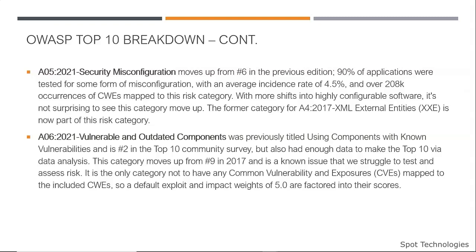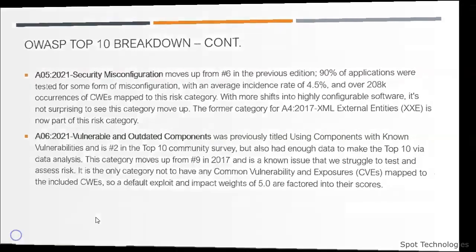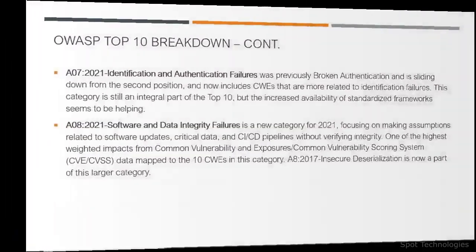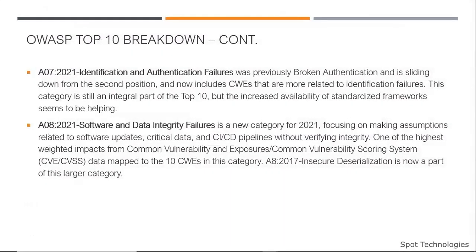This category moves up from number 9 in 2017 and is a known issue that we struggle to test and assess. It is the only category not to have any Common Vulnerabilities and Exposures mapped to the included CWEs. A07:2021 Identification and Authentication Failures was previously Broken Authentication and is sliding down from the second position and now includes CWEs that are more related to identification failures.